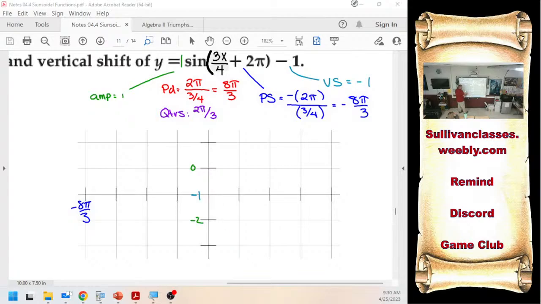Okay? Now, if you don't like that, then just throw your negative 8 pi over 3 in the middle and keep going like we've been doing. Because negative 8 pi over 3 plus 8 pi over 3 is 0. Phase shift plus period is 0 in this problem.